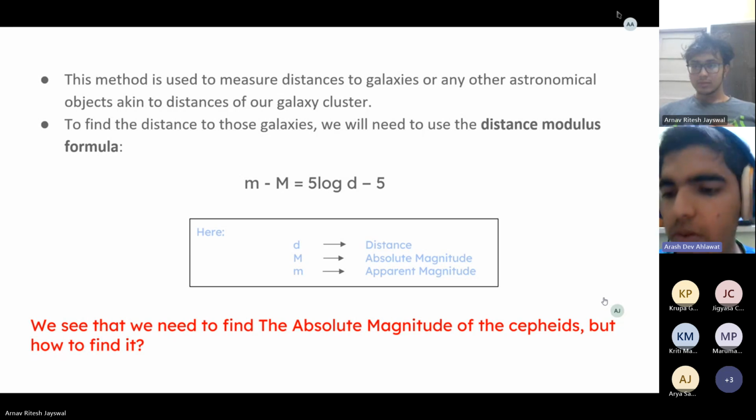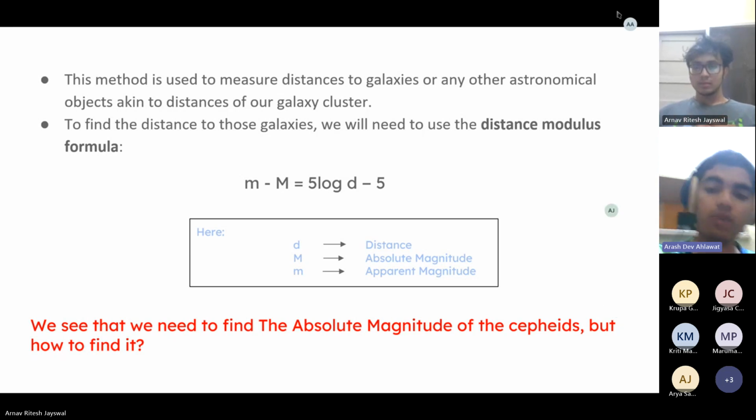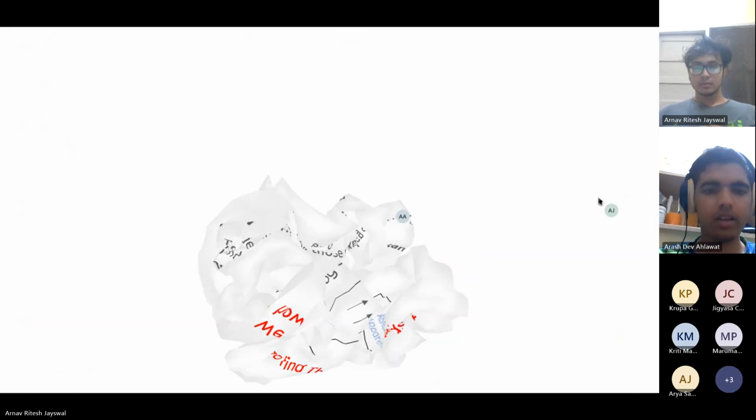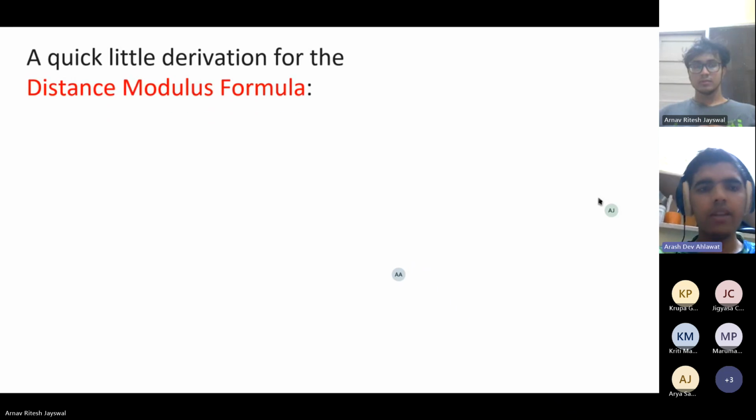We'll just take a deviation from this topic. We were discussing the distance modulus formula. We'll eventually get to how we find out absolute magnitude and apparent magnitude, but first we'll need to discuss how this formula was derived. We'll do just a quick little derivation for the distance modulus formula.